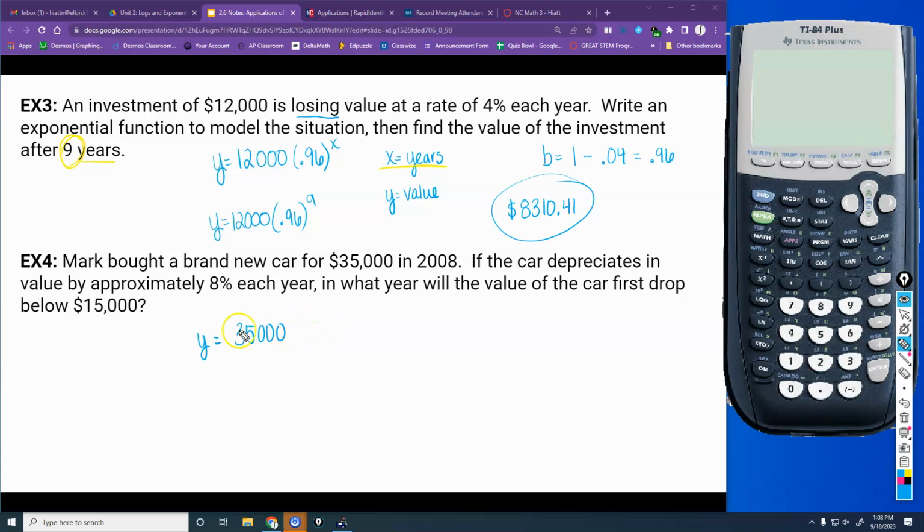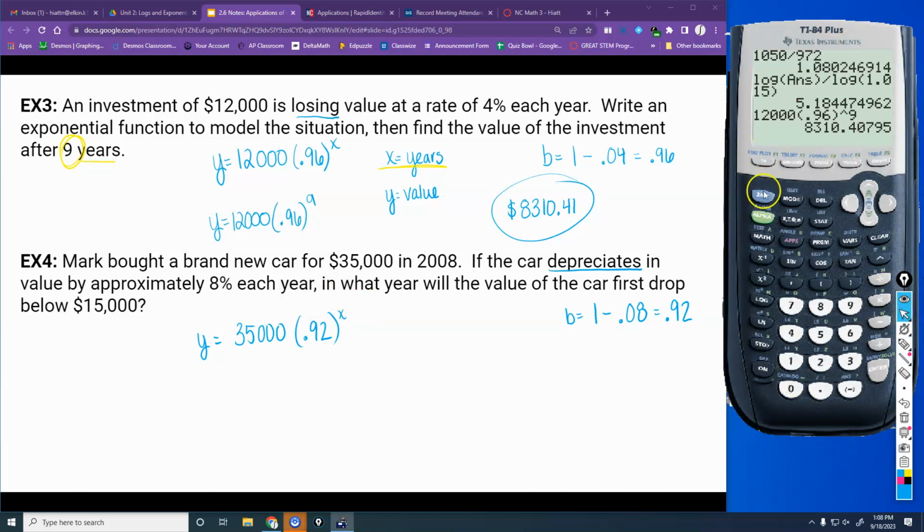If you're buying something new, that's not a super expensive something new. Some stuff is crazy these days. We are depreciating, meaning that we're going down in value. So our b value, we'd have to do 1 minus 0.08, which will give us 0.92. And really, 8% is not that bad. 8% is pretty good. So I'm going to put this into the table. I'm not going to have you guys do it.